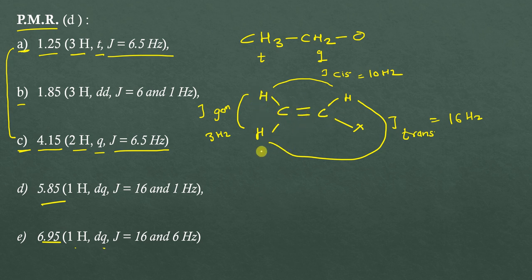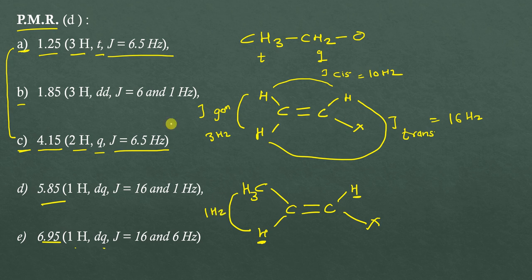Now instead of 1H, we have a CH3. So I'm writing this CH3 here, H, C double bond C, H, and this is some substituent, right? So now you assume this CH3 will split into a doublet because of this H, and this doublet will further split into a doublet because of this H. So this H is geminal, and for that the J value can be around 1 Hz. And this is cis with respect to this CH3, so this J value can be around 6 Hz. So this is matching with this for B.